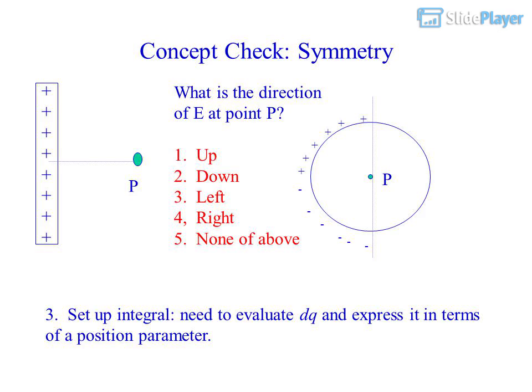Concept check, symmetry. What is the direction of E at point P? 1. Up. 2. Down. 3. Left. 4. Right. 5. None of the above. 3. Set up the integral, need to evaluate dq and express it in terms of a position parameter.